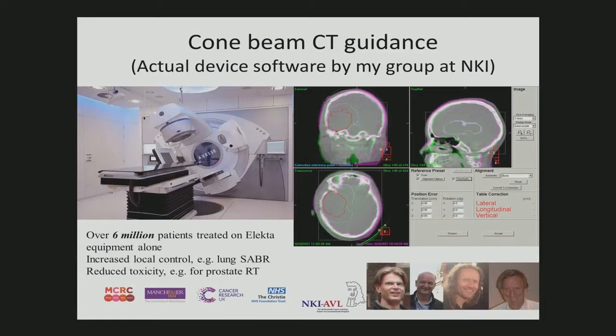And the estimate is that more than 6 million patients have been treated with that particular bit of software, which is nice. So higher precision means that you have to use less safety margins. You can imagine that if you don't know where you're shooting, you have to shoot bigger. If you want to drill a hole in the wall, you don't know where it comes, you probably want to drill it a little bit bigger.